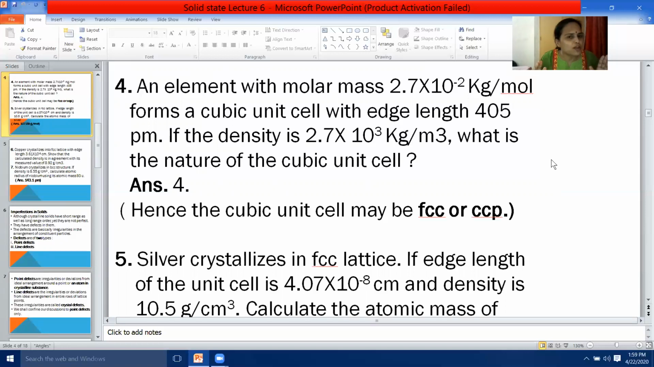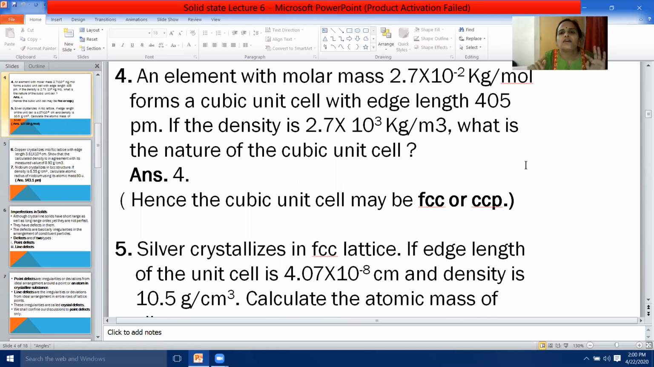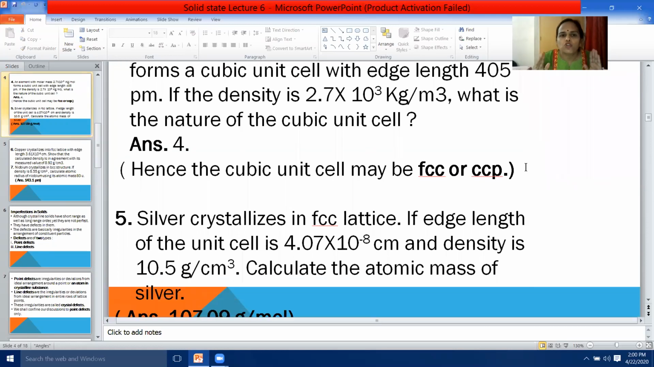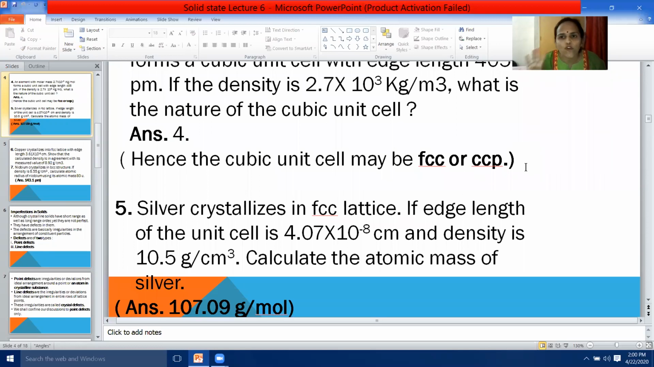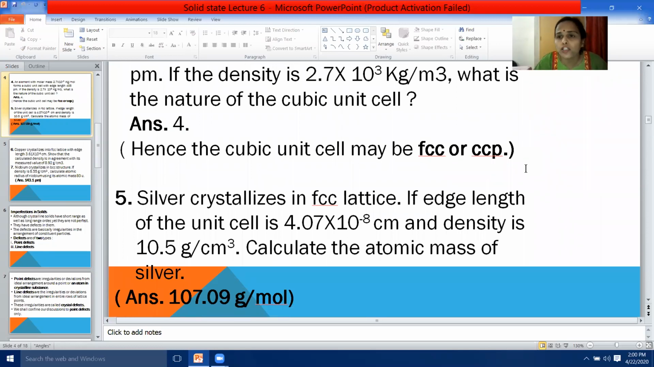You will put in the formula of density calculation, D equals Z into M upon A cube into Na, where Na is your Avogadro's number, A is your edge length, A cube being volume. Small z you need to calculate, density is given and molar mass is also given. So the value comes out to be 4. But you don't need to leave the answer there by writing 4. If you write 4, your marks will be deducted. So there you need to complete the answer.